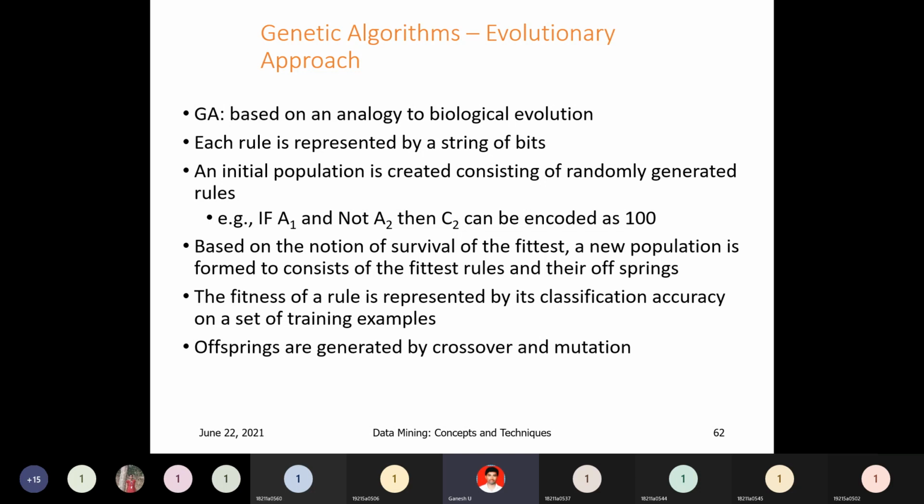So what does that plant give? It gives the red and yellow combination. The red and yellow combined flower is the result. That is the best result compared to the previous yellow and red, both in combination. So that is the evolutionary approach. Here this genetic algorithm is an evolutionary approach. It is based on an analogy to biological evolution.